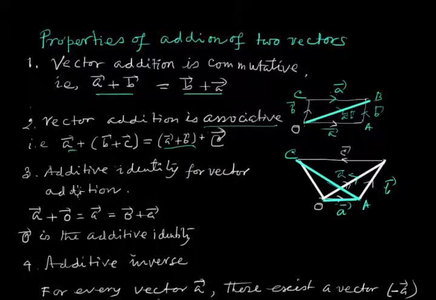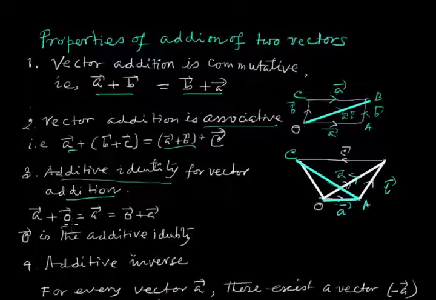In vectors, we also have an additive identity, that is the zero vector. If you add vector A with the zero vector, you get vector A. And also 0 plus A is equal to A. So the zero vector is the additive identity.